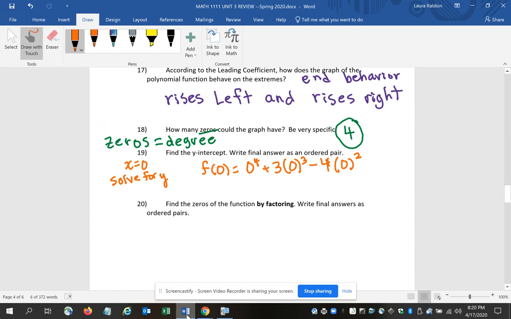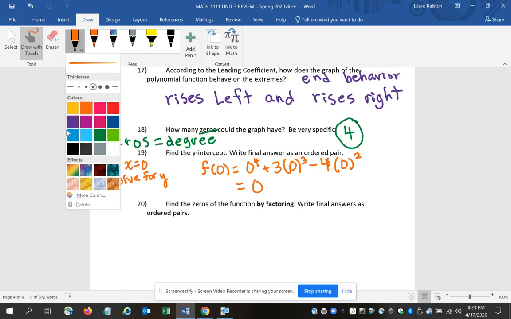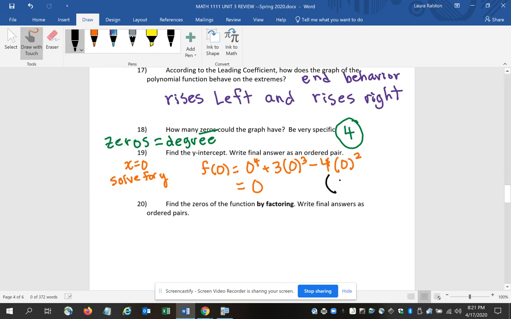Now, I hope that would be obvious to you, but again, if you are struggling with the calculations, please take the time to use your calculator and don't make just a crazy calculation error. Written as an ordered pair, my y-intercept would be (0, 0) for this particular problem.